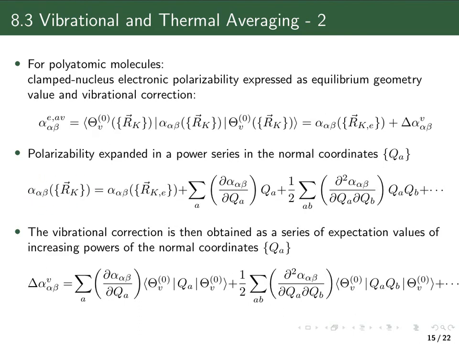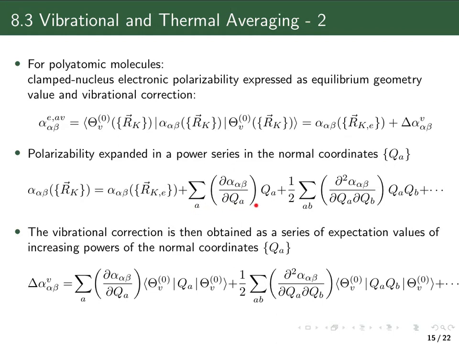Now, inserting this expansion of the polarizability at an arbitrary geometry in our expectation value up here, which means I then get integrals over the polarizability at the equilibrium geometry, but this is just a number, this is a value, which means I can take it out of the integral, and then I have the overlap here of the vibrational wave function, but the vibrational wave function is normalized, so I just get the equilibrium value out.